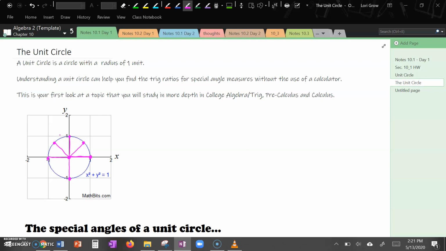Typically, we do this lesson and we ask you to memorize all of the values that we're going to be finding in this lesson. For this lesson, it's just going to be an overview of it. It's going to be your first look at a topic that you're going to study more in depth when you get to college algebra, trig, pre-calc, or calculus. So this is just your first look at it.